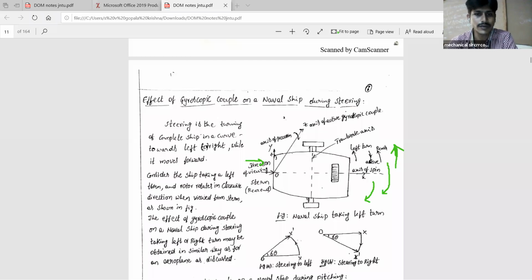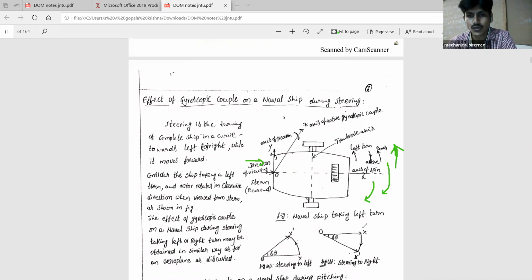Suppose OX is the axis of spin, where X is the front portion and O is the stern portion, that is the bow and the stern. When we get the angular displacement for a left turn, X changes to X dash. That means our bow rises and the stern portion is lowered. Similarly, consider steering to the right.